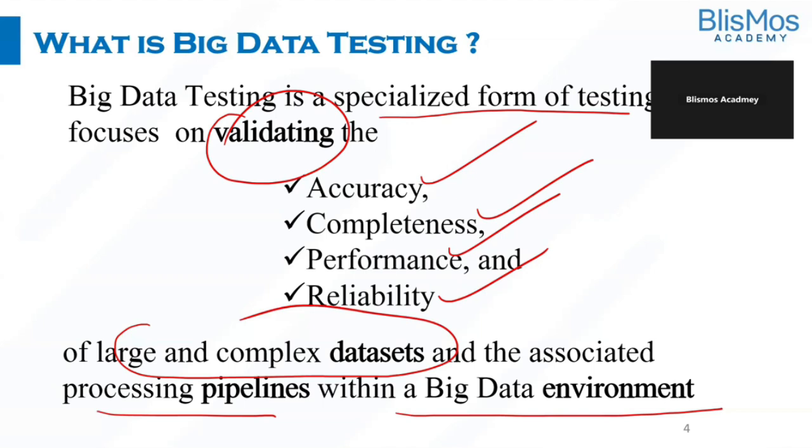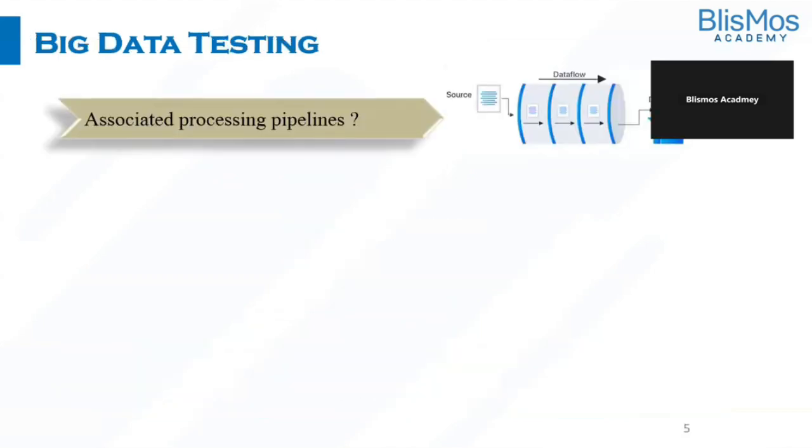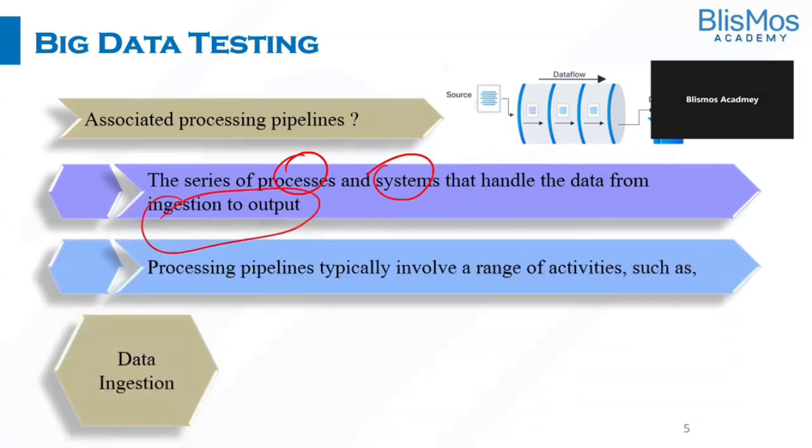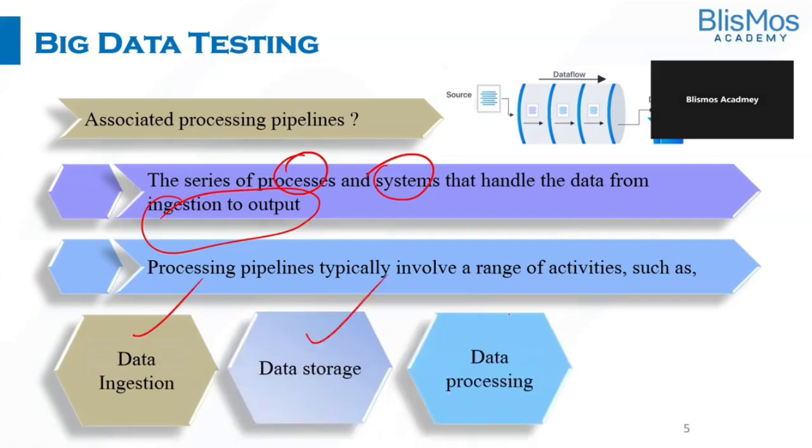What are these associated processing pipelines? In big data processing, we have different processes and systems which are piped together. They are a series of processes and systems that handle the data from ingestion till the output. Processing pipelines involve a lot of activities. Some of the important ones are data ingestion, data storage, data processing, and data visualization or data output.